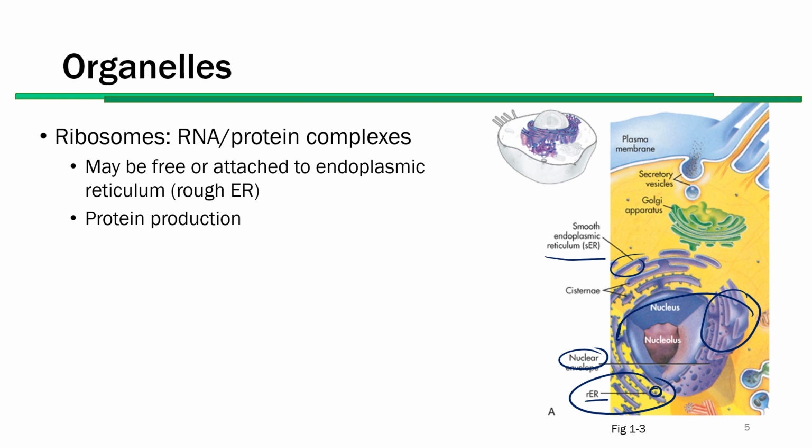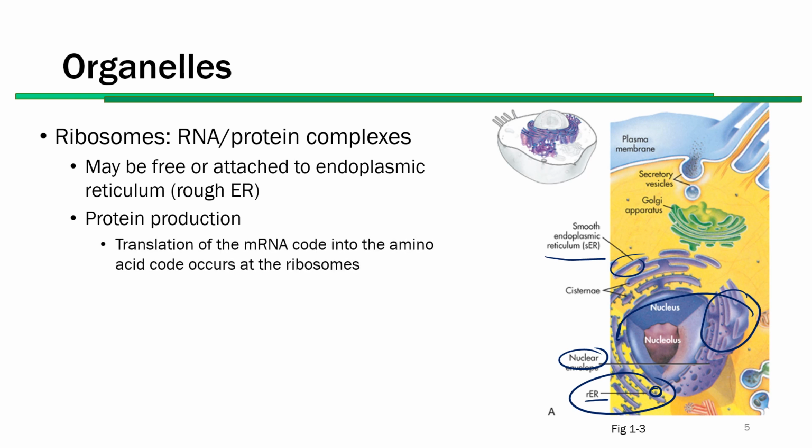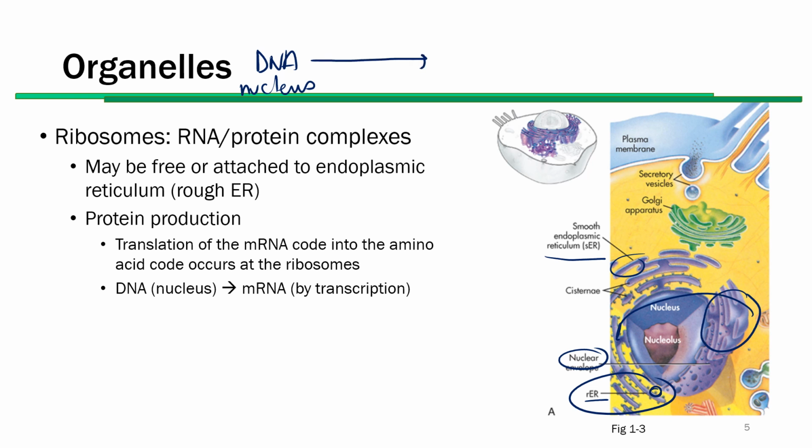The ribosomes are responsible for protein production. They are where that translation of the messenger RNA code into the amino acid code occurs. That occurs at the ribosomes. In the central dogma of biology, we know that the DNA is in the nucleus. But that code has to be converted into a protein in the cytoplasm. So we have to get it to the cytoplasm. And we do that by, in the nucleus, going through the process of transcription.